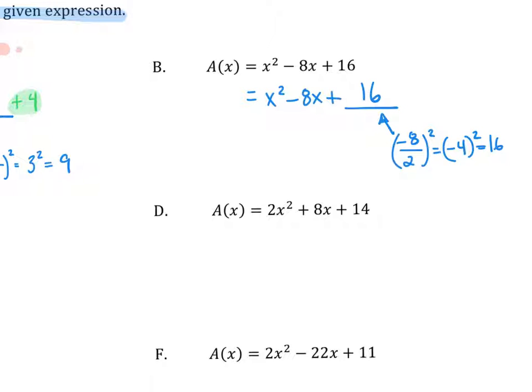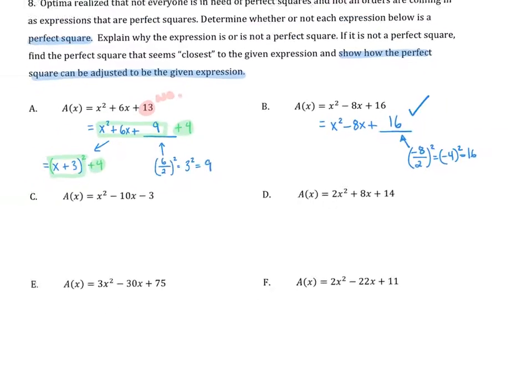Okay, so when I do this one, huzzah! Look at this. I took the b, I divided it by 2, and I squared it, and I got 16, which is the same, which means, y'all, this one is, in fact, a perfect square. So I don't have to adjust this one. Okay, I hope you got the idea.